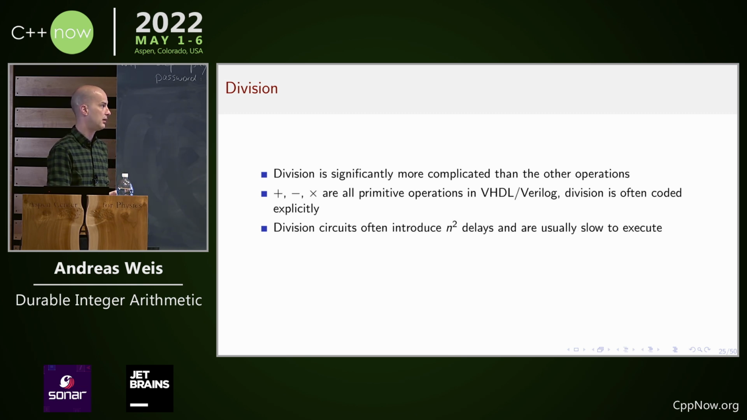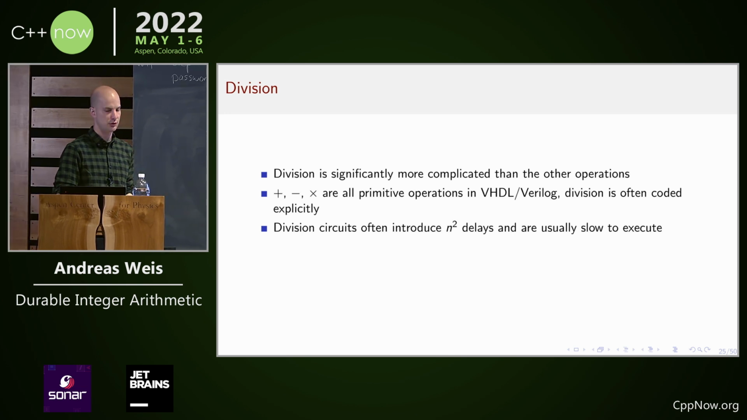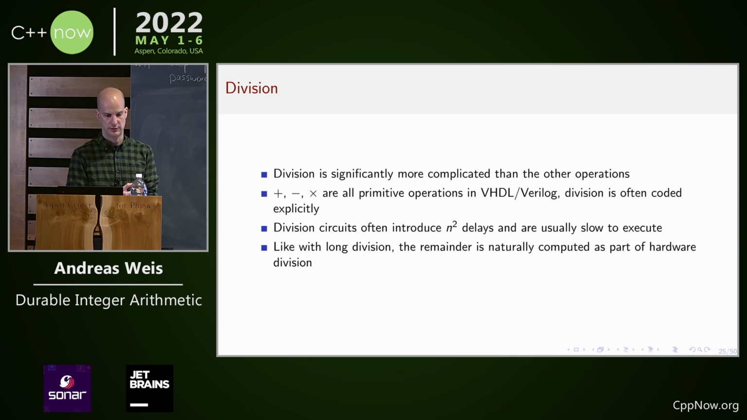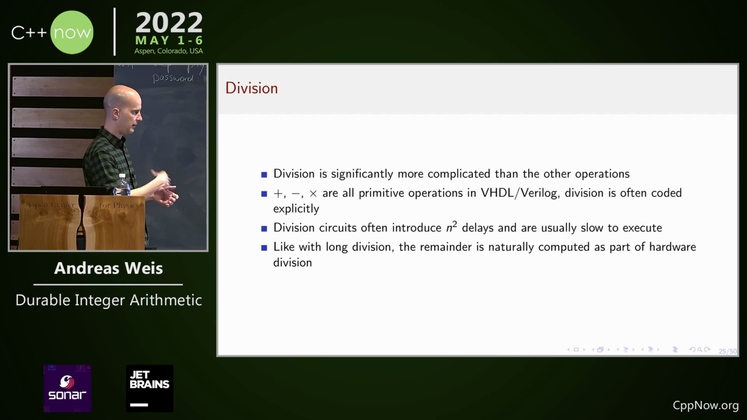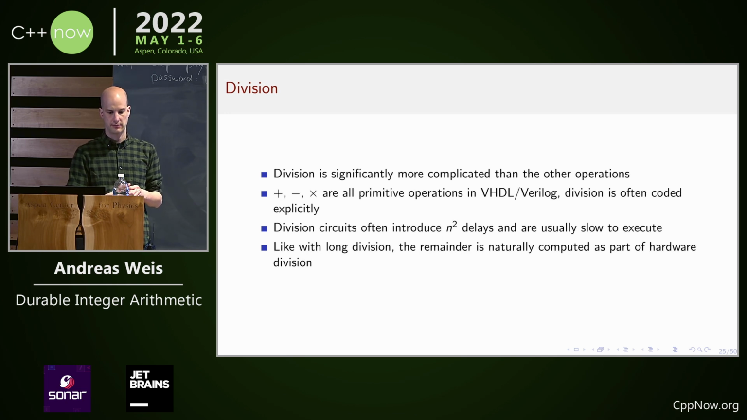Also, those division circuits are quite inefficient compared to addition and multiplication. They introduce large signal delays and are usually slow to execute. So yeah, not nice. The underlying algorithm here is the long division algorithm that you all know from school. One property that arises from this is that whenever I do a long division, I get the remainder for free, right? I get the integer quotient as the primary result, but by computing this, the remainder falls out of the computation naturally.